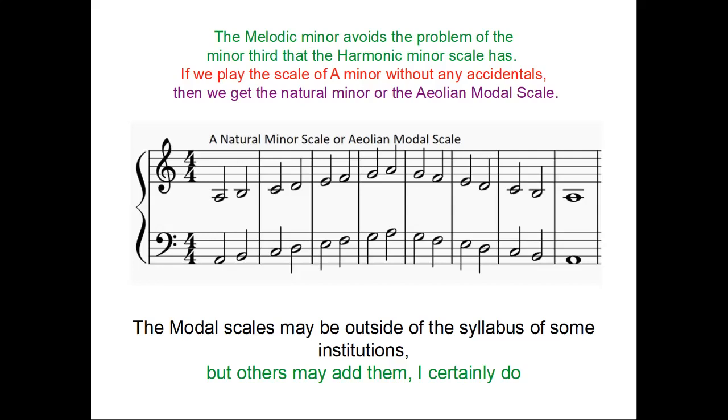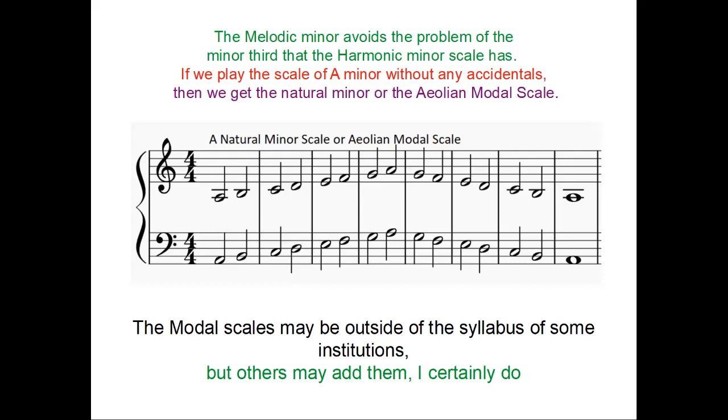If we were to play the scale of A minor in the key of the relative major, which in this case is C major, without any accidentals, then we get the natural minor or the Aeolian modal scale. And here's an example in the treble and the bass clef of the Aeolian modal scale or the natural minor.